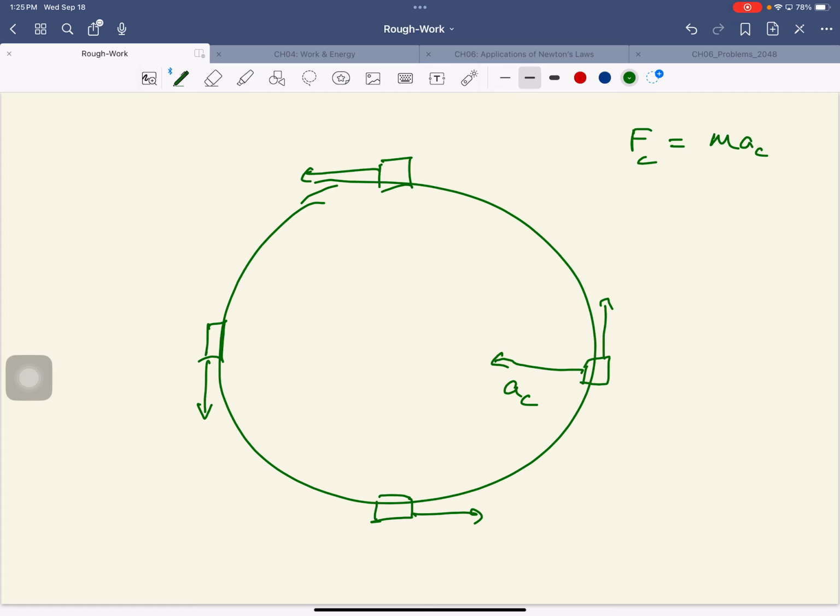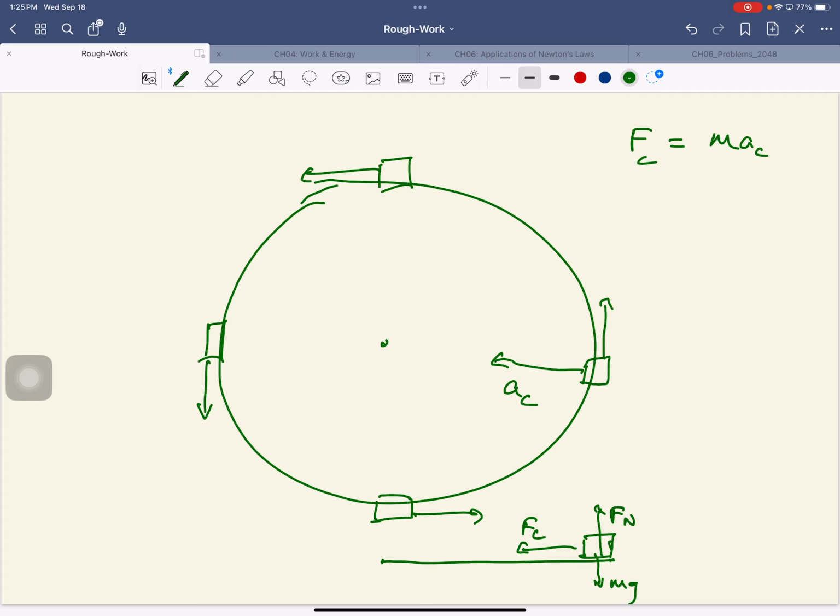Okay? So now let's look at a side view of this thing. So here's the center of the road, here's the car. So you want an acceleration and force in that direction. Well, gravity cannot provide that force. The normal force cannot provide that force. So you need a force in that direction. Gravity is acting this way, normal force is acting that way.